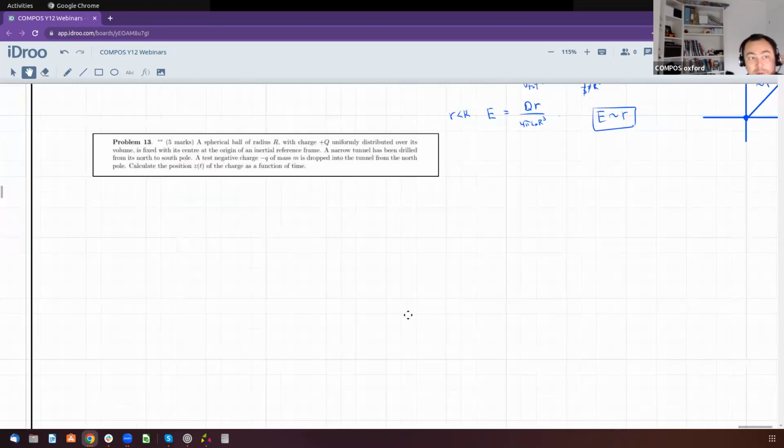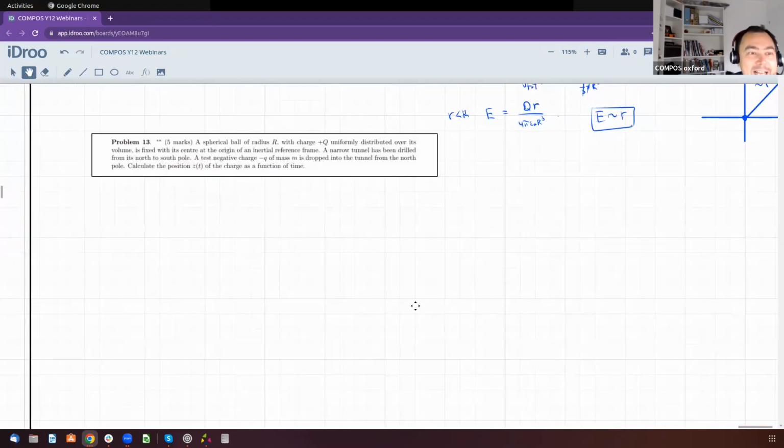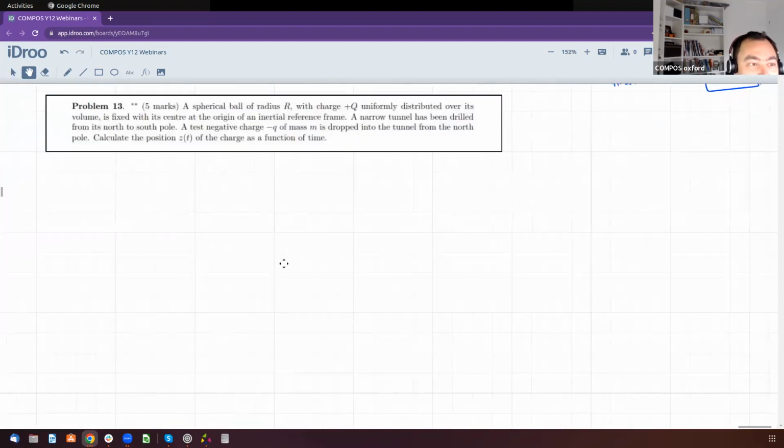And this brings us to problem 13. A spherical ball of radius R with charge plus Q uniformly distributed over its volume is fixed with its center at the origin of an inertial reference frame. A narrow tunnel has been drilled from its north to south pole. A test negative charge minus q of mass m is dropped into the tunnel from the north pole. Calculate the position z(t) of the charge as a function of time.